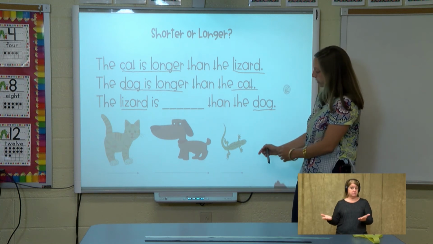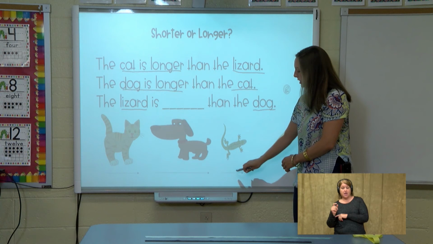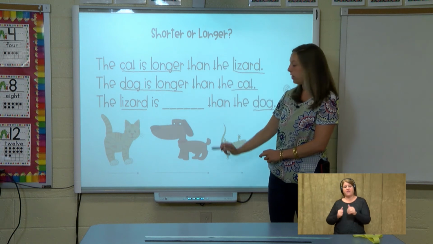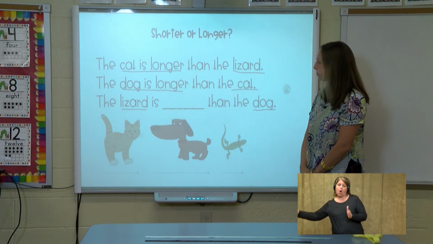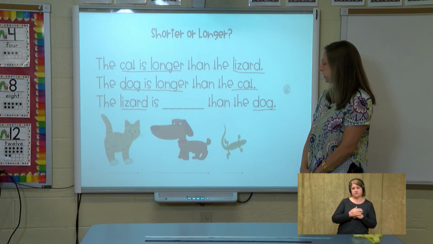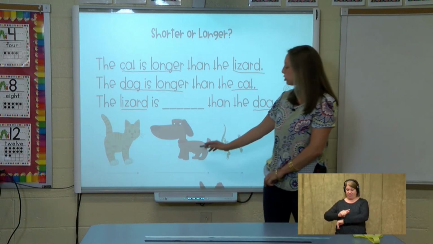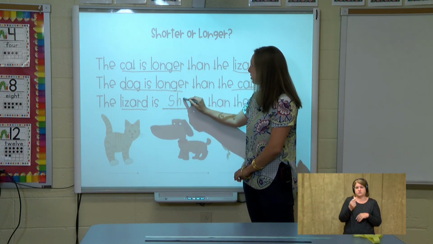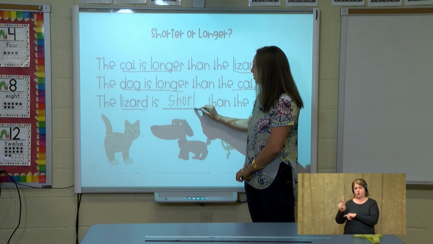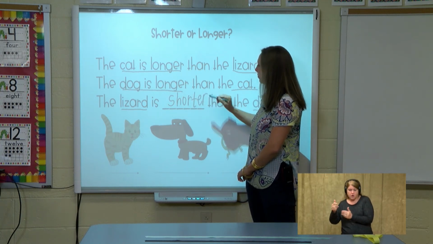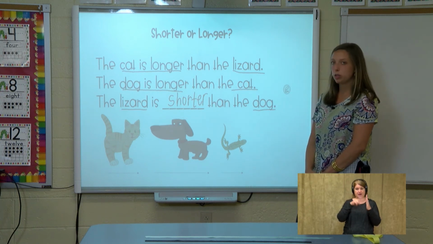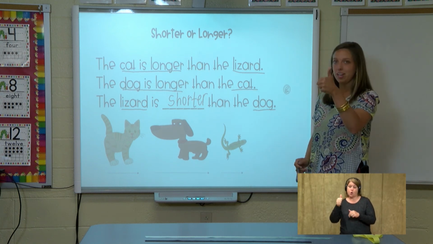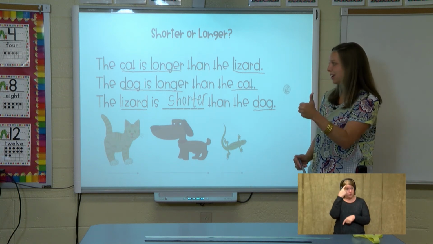Is this lizard, starting right here, is its length shorter than the dog or longer than the dog? The lizard is shorter than the dog. So we'll write the word shorter. Reading it back one more time to make sure we're correct. The lizard is shorter than the dog. Do you agree or disagree? You should all agree.